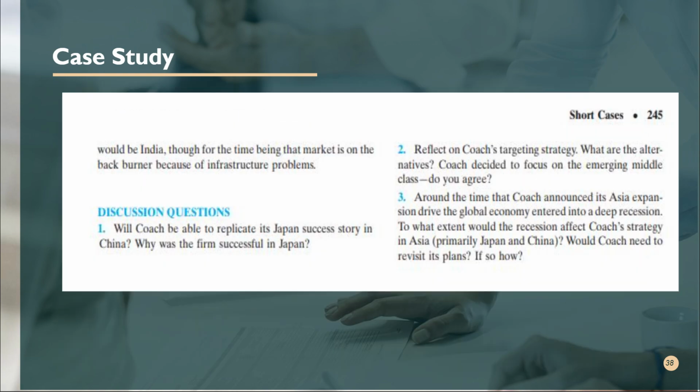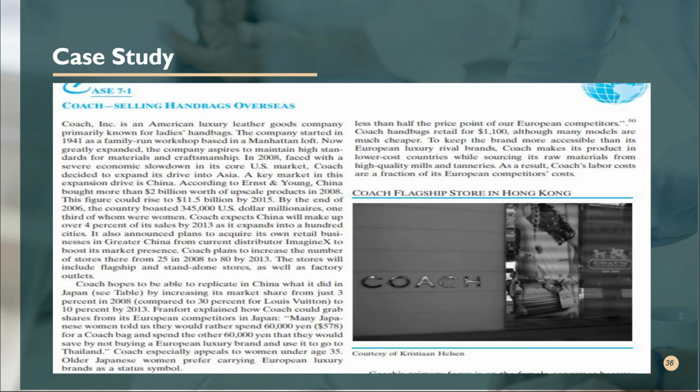Now, the second question is to reflect on Coach's targeting strategy. What are the alternatives? Coach decided to focus on the emerging middle class. Do you agree? The targeting strategy in China is women under 25 years old, teenagers or college students, and they set up in major cities like Beijing and Hong Kong. Also, an alternative is to launch limited edition bags for wealthy classes. And also, they were able to create brand awareness using influential celebrities.